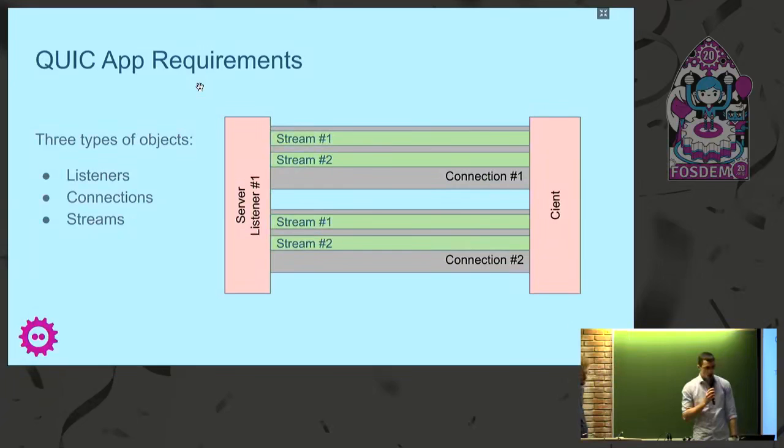So now, what are the requirements for an application that uses QUIC? As Nathan said, QUIC is a bit more complicated than your regular layer 4 protocol because it includes multiplexing. So that means that we have a new type of object that we don't really have in a traditional socket API, which is the connections. So a QUIC app needs to manage listeners, connections, which are basically just shells for streams and which take care of encryption, and streams themselves where we can send and receive data.